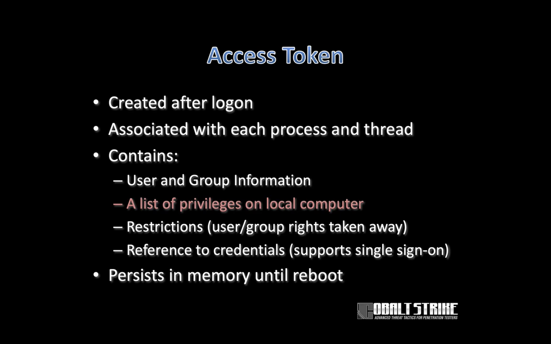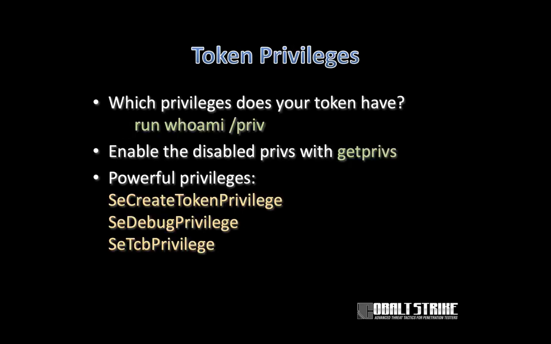Another thing access tokens have is a list of something called privileges. Privileges dictate which types of privileged actions your current access token allows. Now, what's interesting with privileges is that your token may have the potential to take on a bunch of privileges, but many of them will be disabled by default. To get some awareness of this, use whoami /priv. This will show you the privileges that are currently enabled in your token and the ones that are possible but currently disabled.